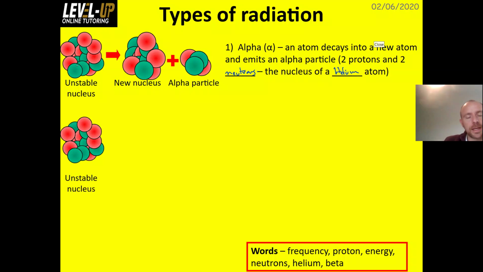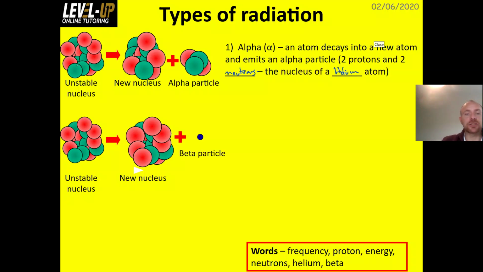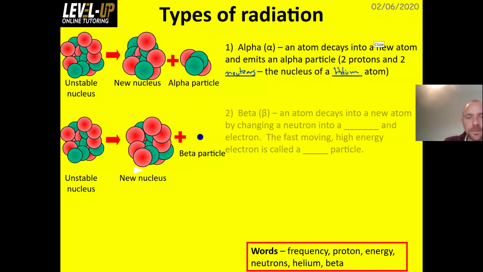How about the next one? Again, you've got an unstable atom, probably with too many neutrons, if you remember. This time it's going to change into another new nucleus, different numbers of protons, different numbers of neutrons, so a different element altogether. And an electron or a beta particle comes from that nucleus. How does it happen? See if you can fill those in.